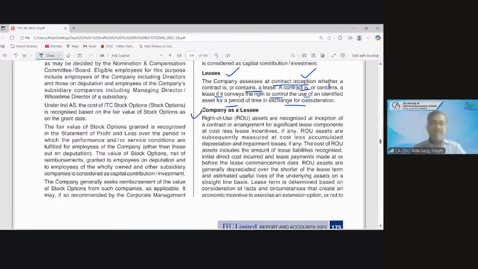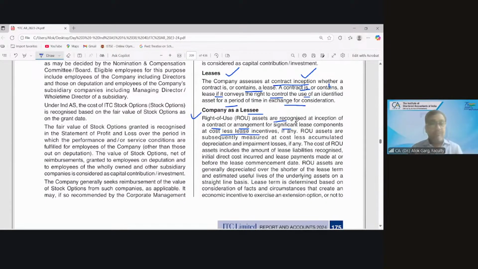Now we came to company as a lessee, means lessee accounting. Right of use assets are recognized at inception of a contract or arrangements for significant lease components at cost less lease incentives. This right of use assets are recognized at inception of a contract or arrangement. Here the word should be commencement date. But here, in this accounting policy, the company is talking about inception of a contract or arrangement, means it is talking about commencement date, right? But technically speaking, this word should be commencement date.